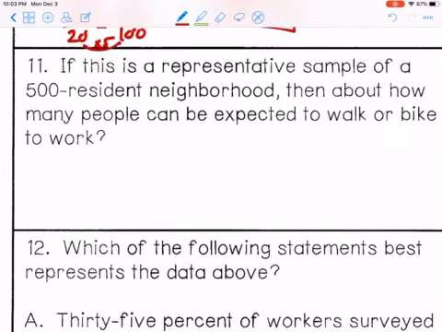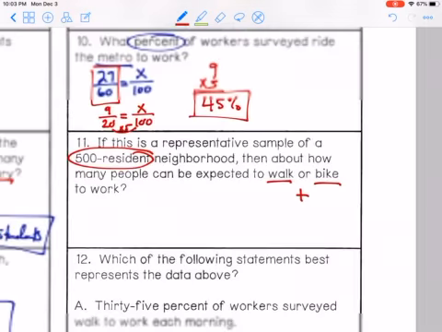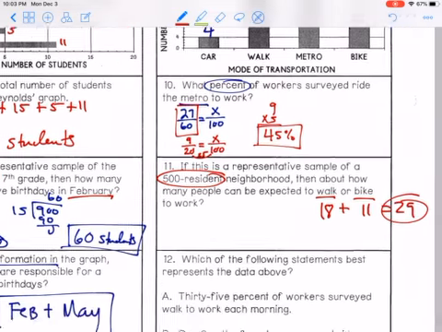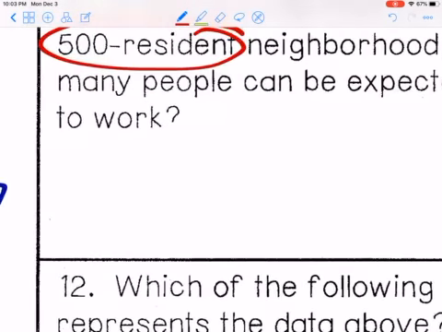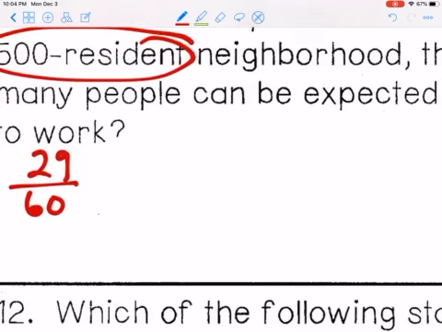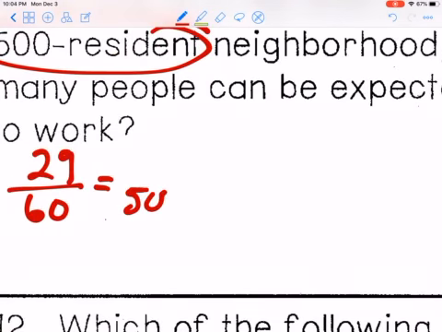If this is a representative sample of 500 residents, then about how many people can be expected to walk or bike? Remember that or means to add. So walk is 18 people. Bike is 11 people. So we're looking for 29. We know that 29 out of the 60 people originally walk or bike. And it says, about expected. So we are trying to find out how many out of 500.